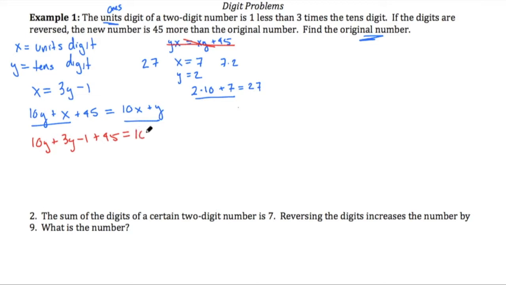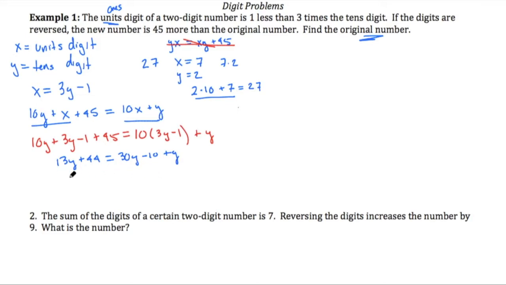So 10 here, and then we'll replace x with 3y minus 1 plus y. Great, so I've got a lot of simplifying to do. I've got 10y and 3y is 13y, and I've got 44 on this side. On the other side, I can distribute that 10, and I get 30y minus 10 plus y.